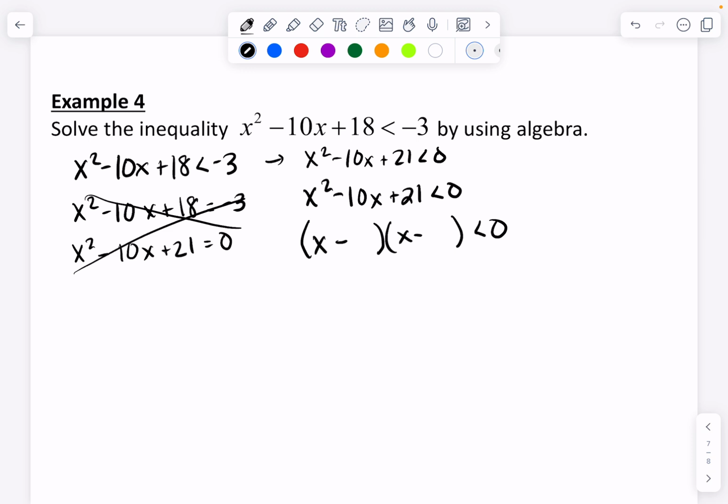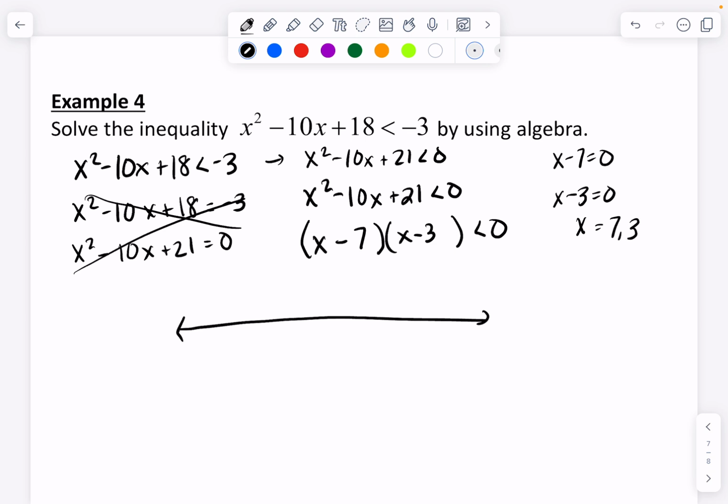So I get those factors, and I have a -7 and a -3. Now put those numbers on a number line. So set those factors equal to 0. So x minus 7 equals 0, and x minus 3 equals 0. Notice how I didn't put an inequality symbol. So I get 7 and 3. I'm getting them on a number line, 3 and 7.